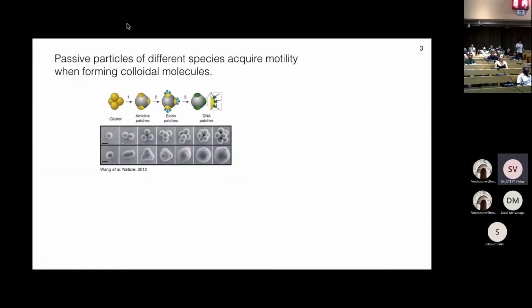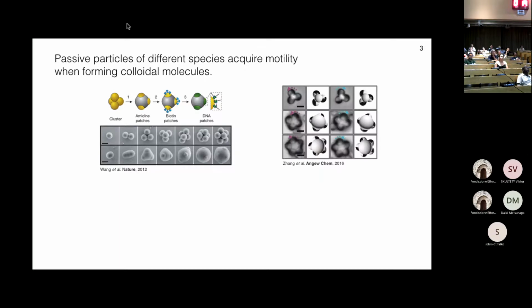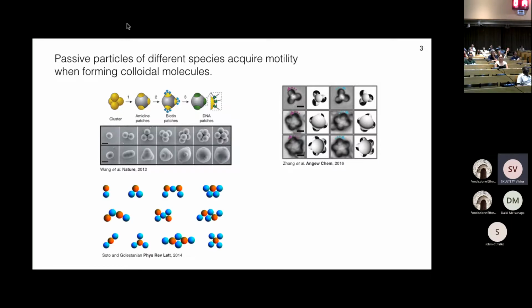To give you a bit of motivation for colloidal molecules, this principle is not new. It was done a decade ago using just passive particles that you combine with DNA patches. Of course, the system is intrinsically passive, so in order to get it out of equilibrium, you need to drive it through an external field. You can exchange these passive particles with Janus colloids and make them active just by that.